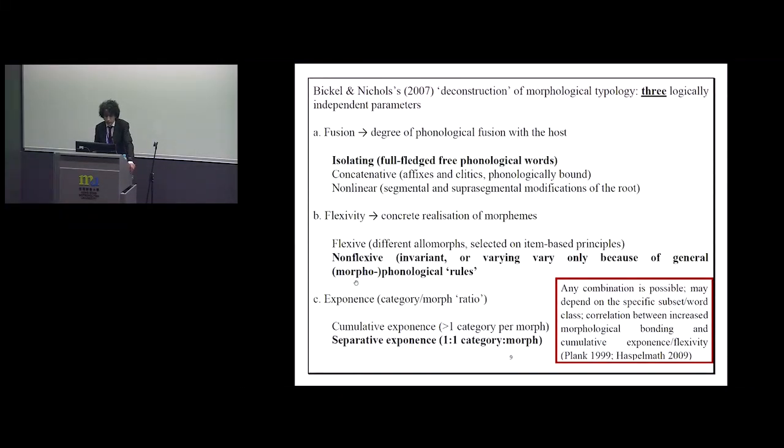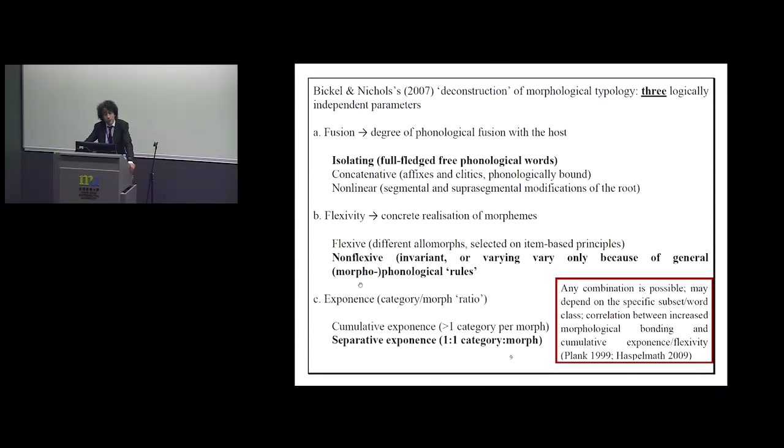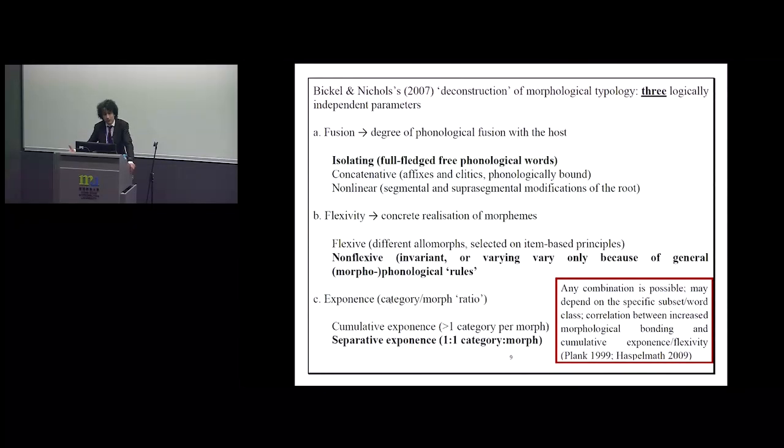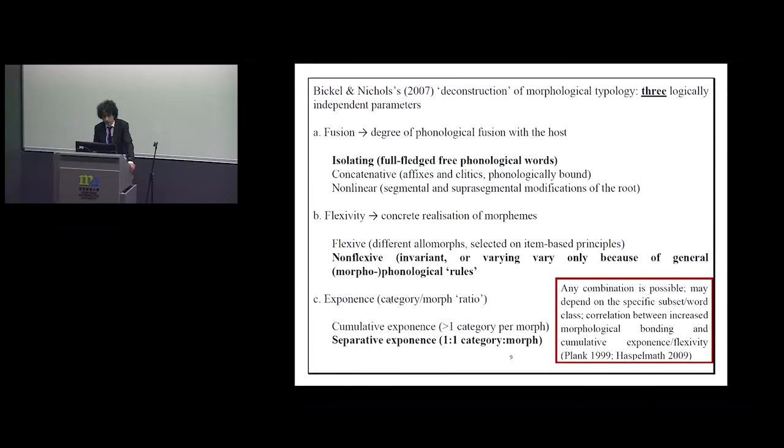And when it comes to exponents, the ratio between grammatical meaning and the concrete exponent of a category, the two options would be cumulative exponents, so more than one grammatical meaning for a morph, or separative exponents, so one-to-one correspondence between category and morph. And an isolating language would have isolating formatives which are non-flexive and separative, ideally, in the ideal isolating type, although any combination is possible.